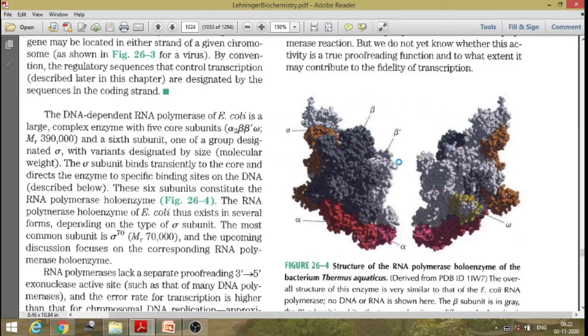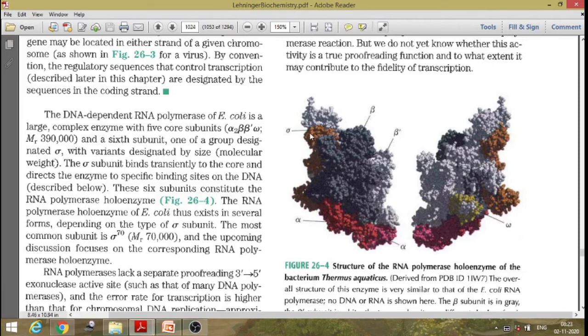So you can see different subunits in different colors. The beta subunit is in gray color. Then there is the beta prime subunit, which is light gray or white color. And there are 2 alpha subunits, shown in different shades of red.